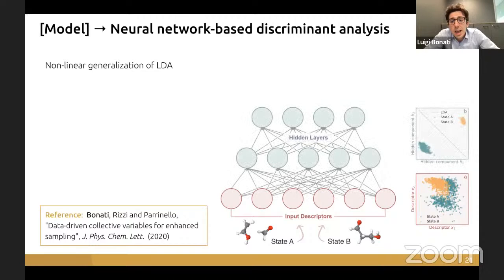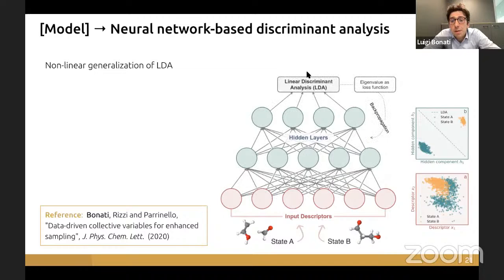These inputs, these descriptors, are fed into a neural network which performs a nonlinear transformation into some latent space. On the output of the network, we can perform LDA, which means to compute the generalized eigenvalue equation, estimate the eigenvalue and its eigenvectors. From this, we can use the eigenvalue as loss function. So we want to train the network parameters to maximize the eigenvalue, which is the LDA score. Then we go back with backpropagation, and we optimize it until we reach convergence.